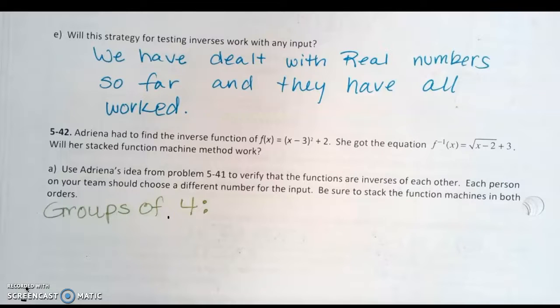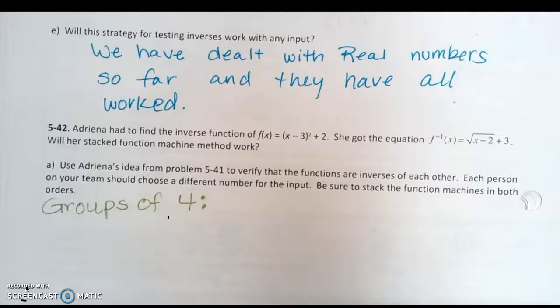Okay? So when we're done, you're going to break up into your groups of 4. You're all going to randomly pick a different number, plug it in, get an answer, then plug it into the inverse. Then you should spit out whatever you plugged in. That part should work out just fine. Then we get to part B.